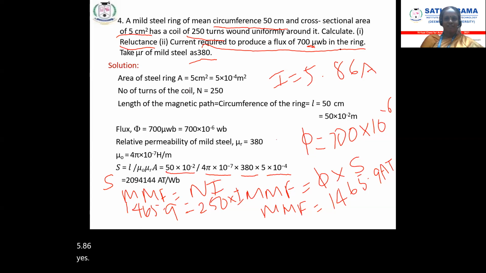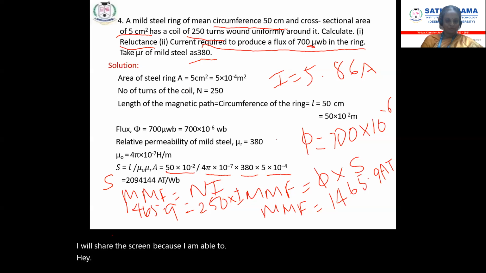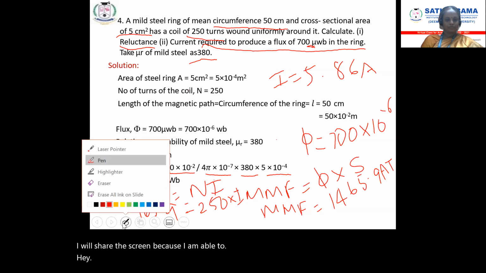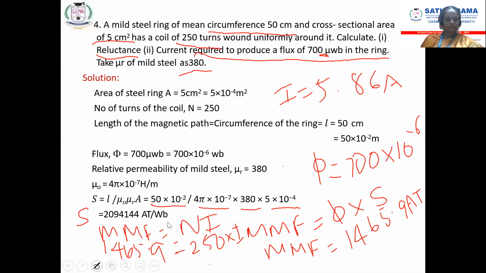Actually, I will share the screen because I am able to. Students, shall we move on to the next problem? My current is 5.86. Are you all getting it? Yes, all are getting.